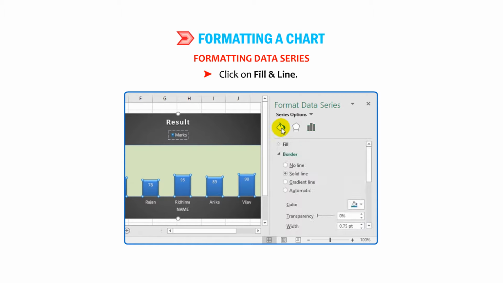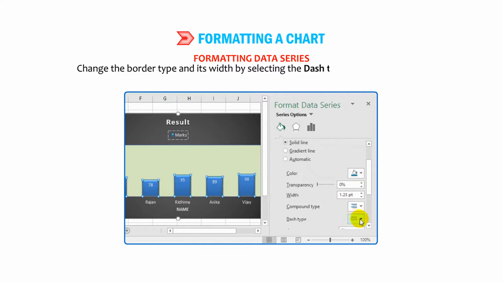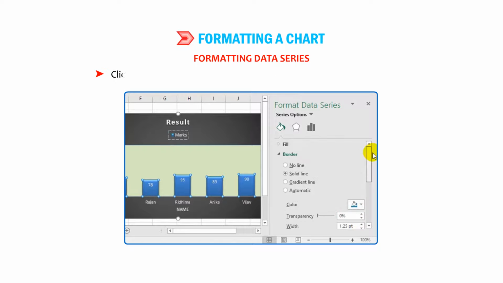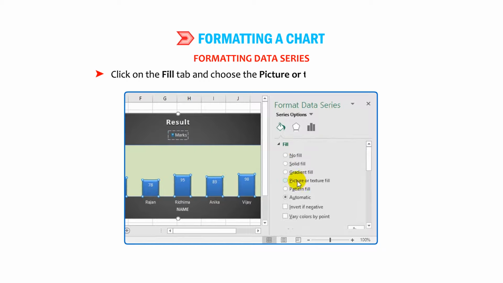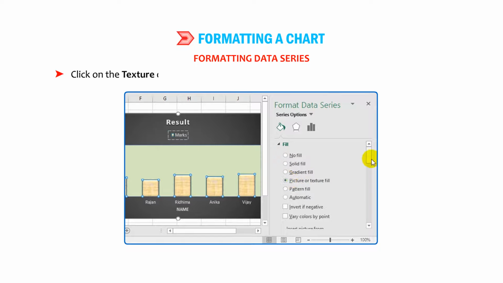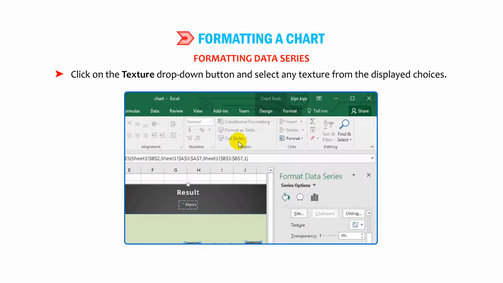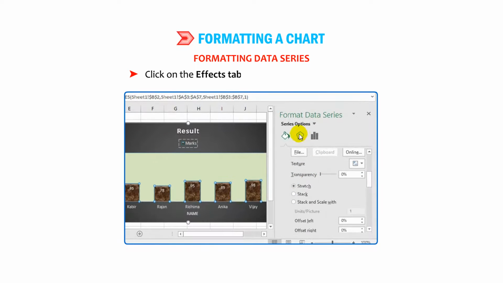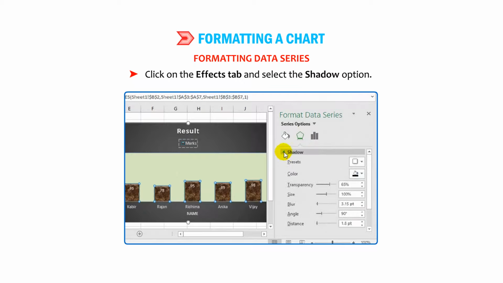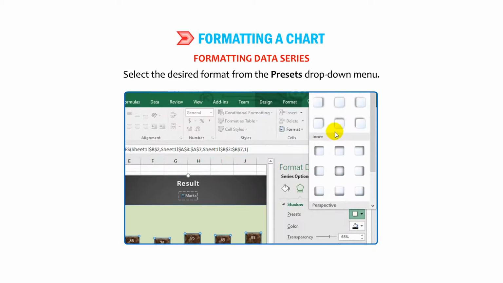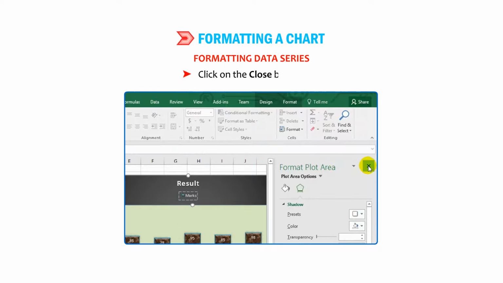Click on Fill and Line. Change the border type and its width by selecting the dash type and width options respectively. Click on the Fill tab and choose the Picture or Texture Fill radio button. Click on the Texture drop-down button and select any texture from the displayed choices. Click on the Effects tab and select the Shadow option. Select the desired format from the Presets drop-down menu. Click on the Close button.